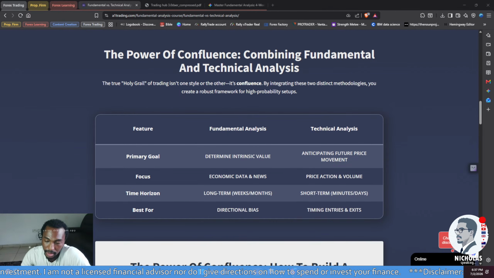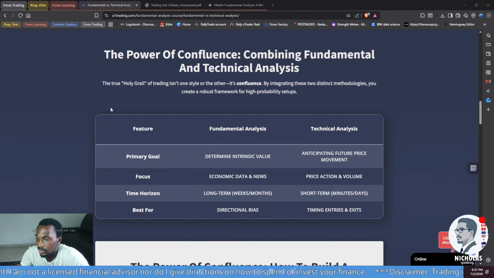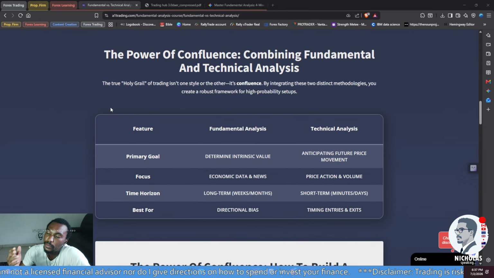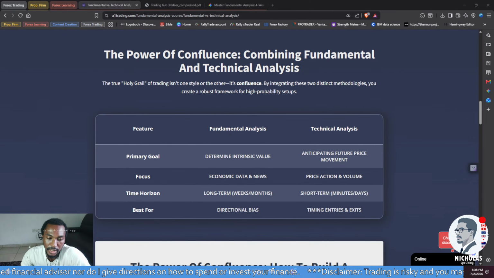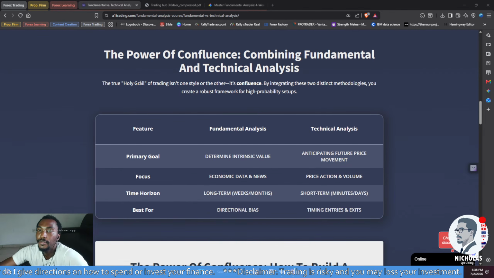This is the first time I'm going to read this, but I'm expecting it to show how you combine both of them to get a better view of the market, a better way to actually understand and trade the market. So it says, the power of confluence combining fundamental and technical analysis.